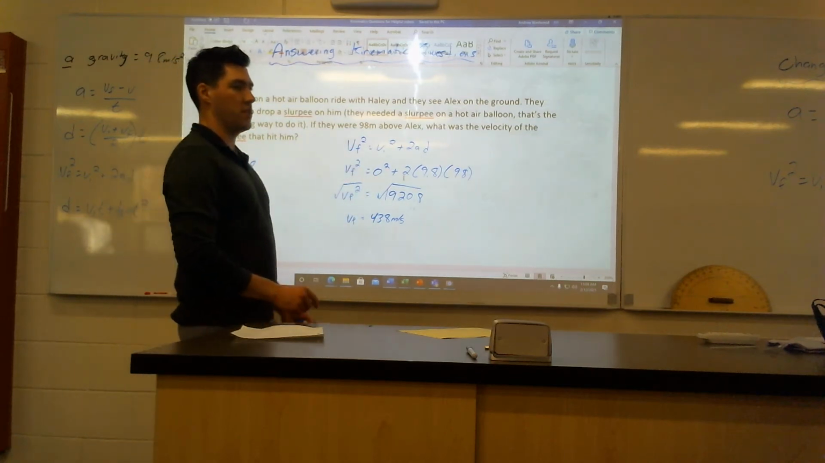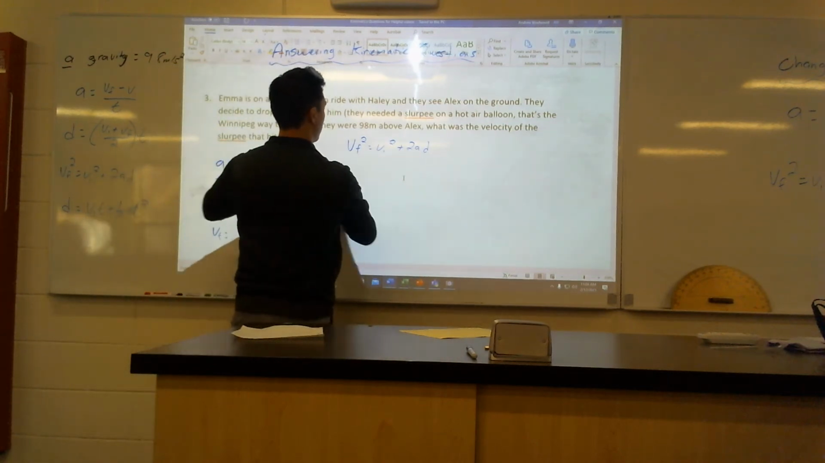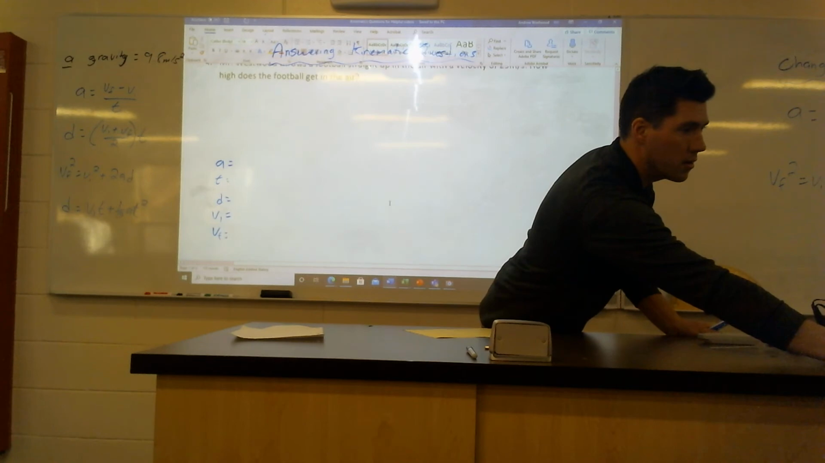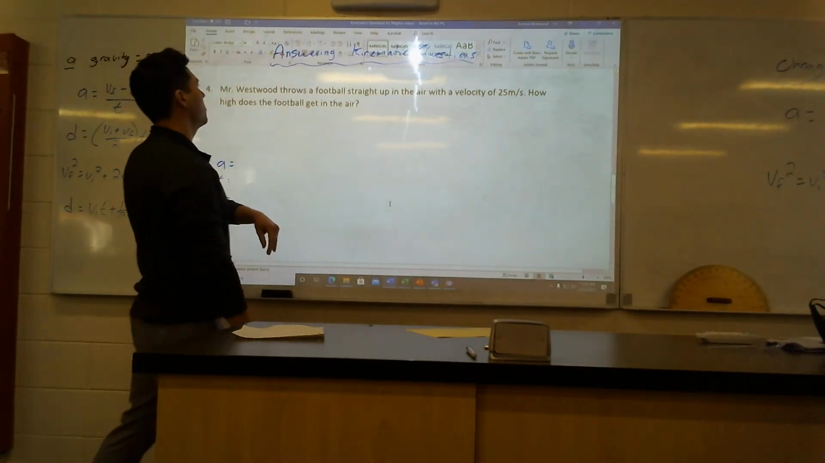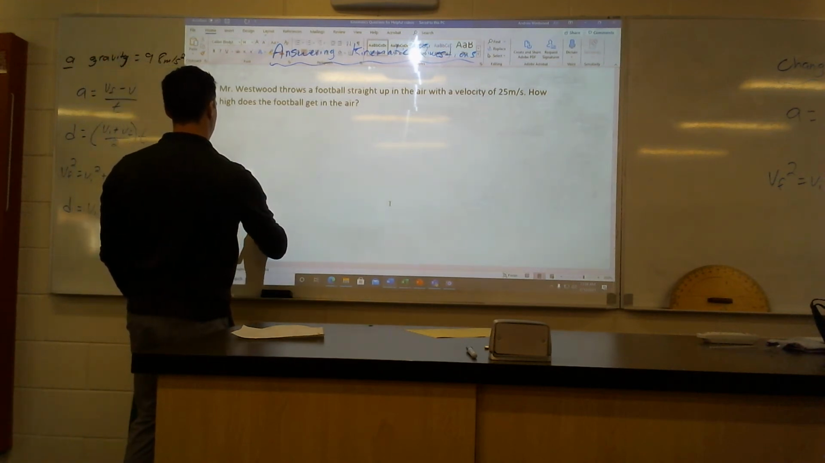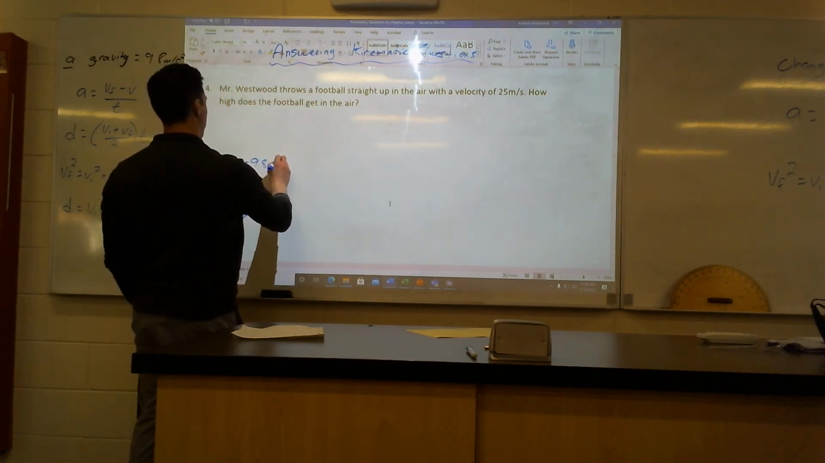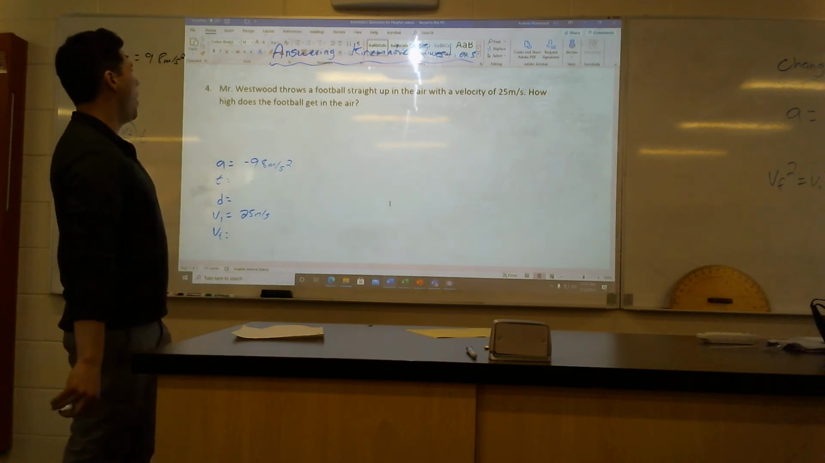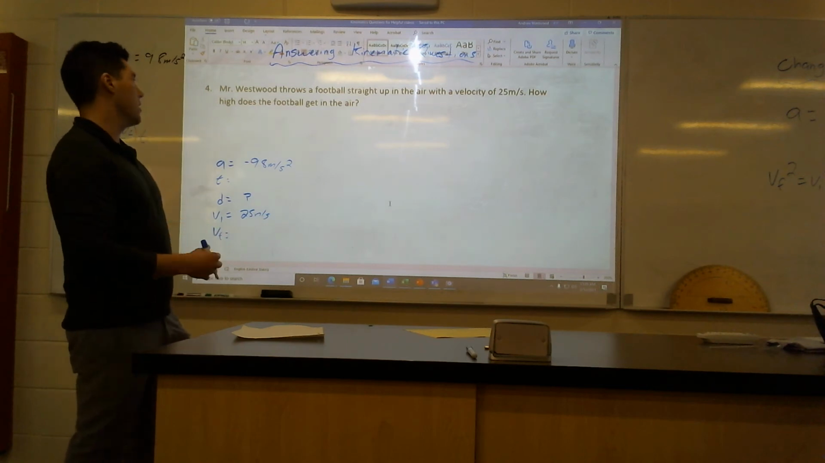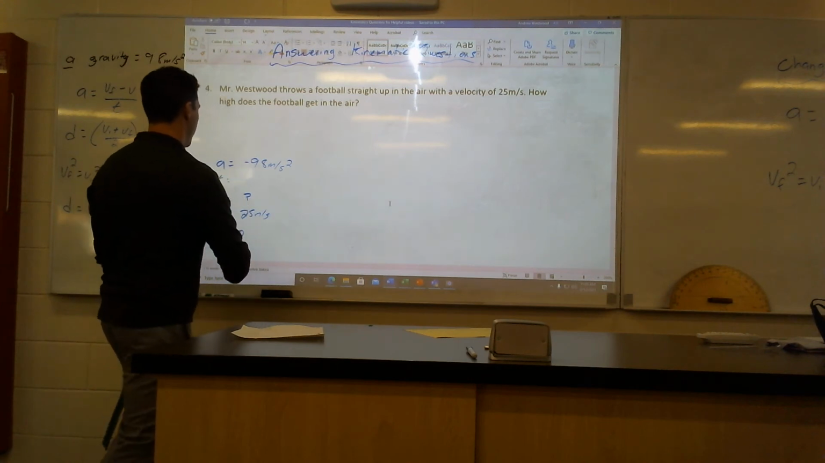On to our last question, which is going to have a little more moving around pieces for our algebra. Question 4. Mr. Westwood throws the ball straight up in the air with a velocity of 25 meters per second. So VI is 25 meters per second. Again, I'm throwing something up in the air, so acceleration is negative 9.8 meters per second squared. How high does the ball go? Well, our distance is our unknown. And if you remember from the last one, when you get to a max height, our VF at the top is 0.